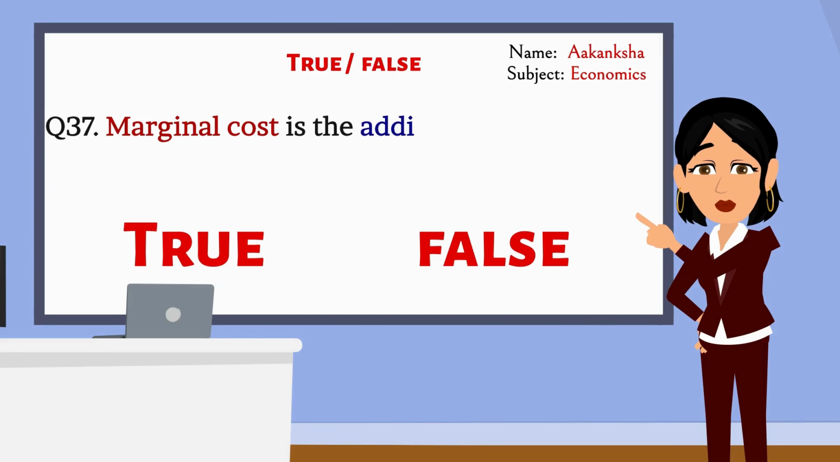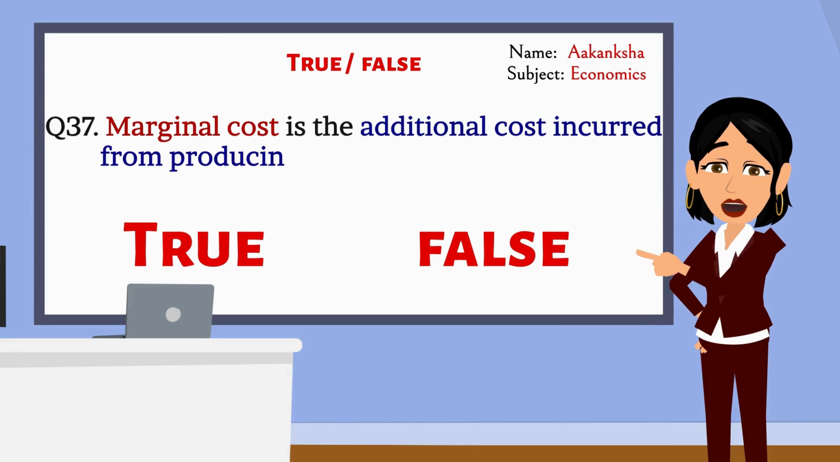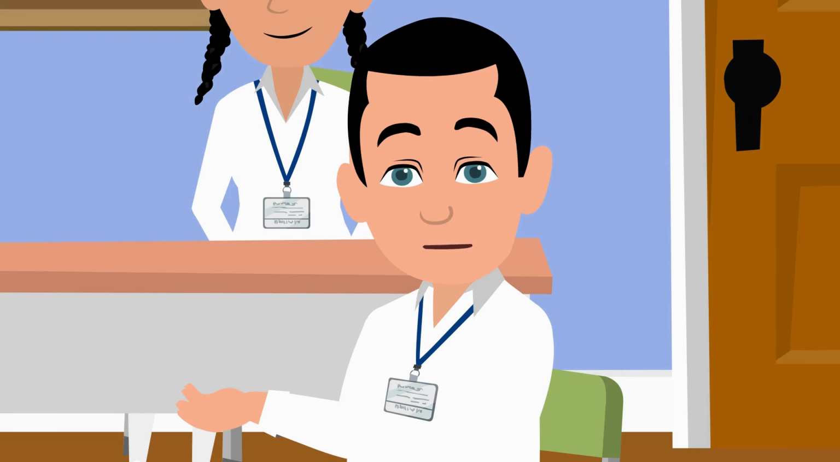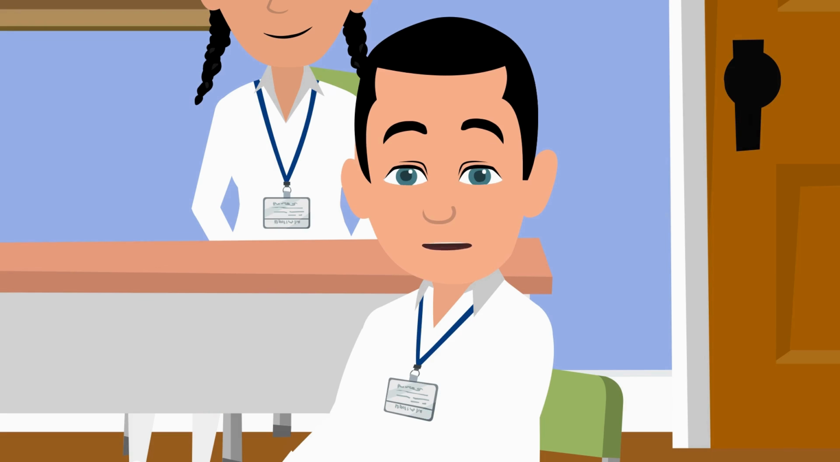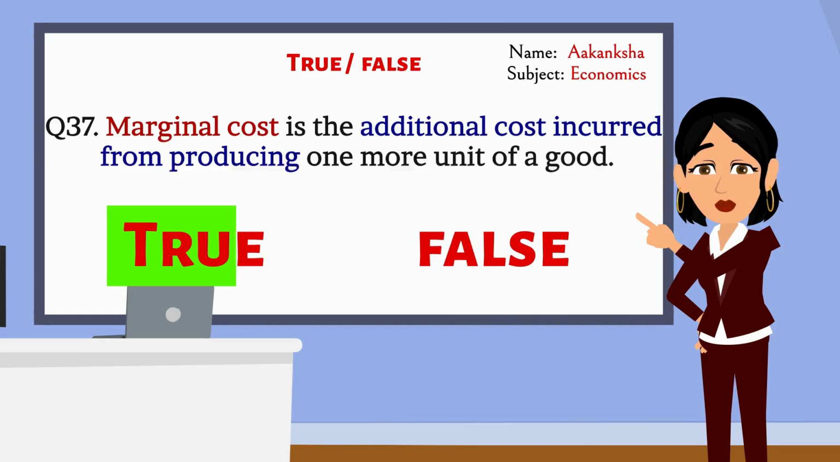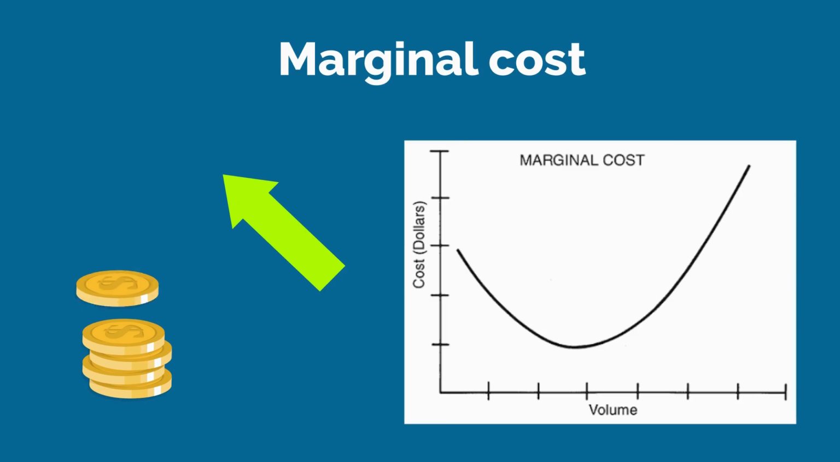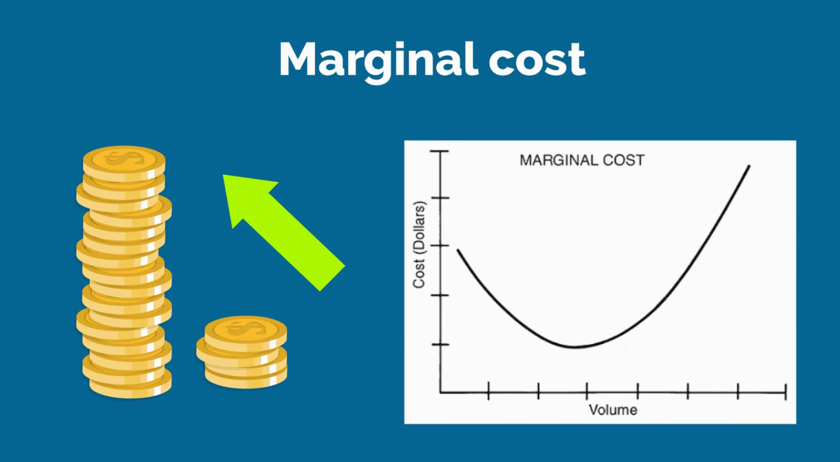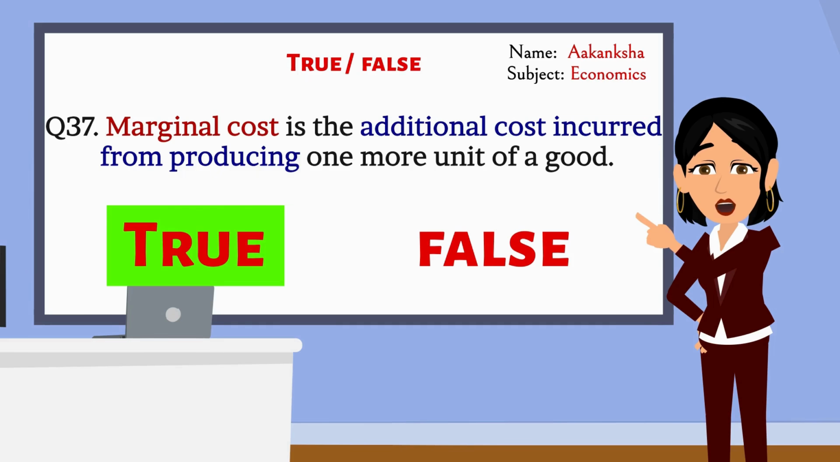Question 37. Marginal cost is the additional cost incurred from producing one more unit of a good. True or false? It's a true statement, ma'am. Correct. Can you explain why it's true? Marginal cost measures the cost of increasing production by one unit, helping firms decide optimal production levels. Excellent, Ange. Let's move forward.